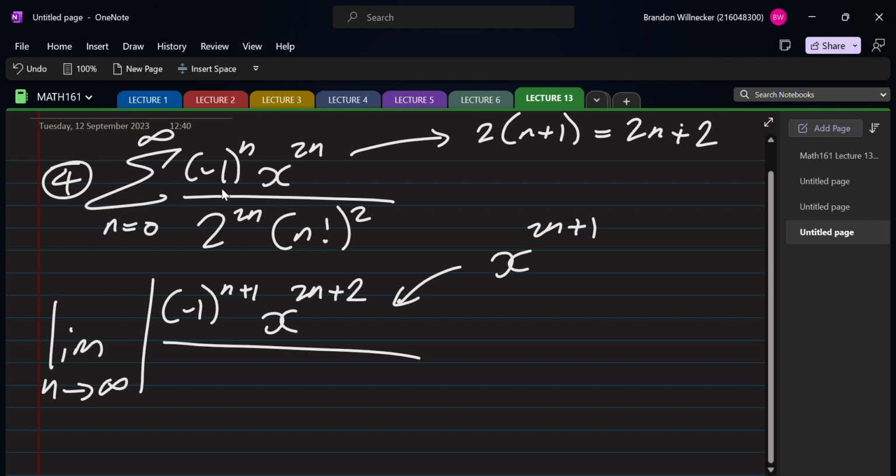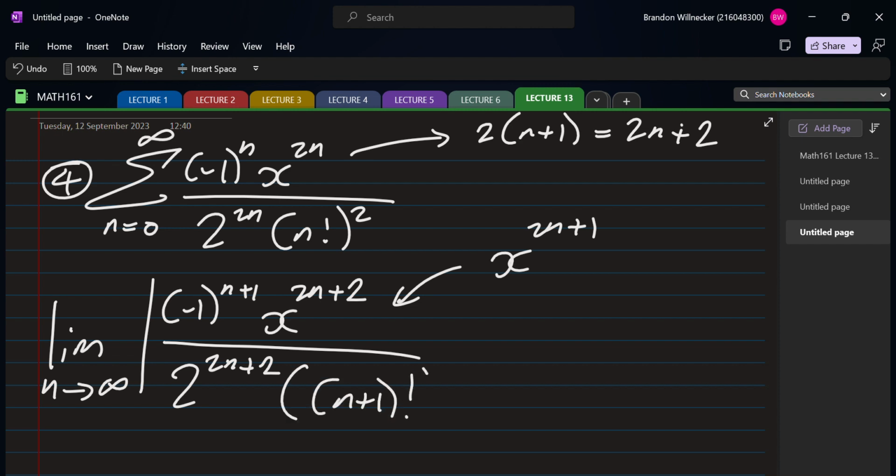Same thing with the denominator here. We've got 2 to the 2n, so if we substitute n plus 1, it will be 2n plus 2. Don't just write the plus 1 quickly. So it will be 2 to the 2n plus 2. And then here, we're going to have n plus 1 factorial, all of that squared. Wherever there was an n, I'll put n plus 1.